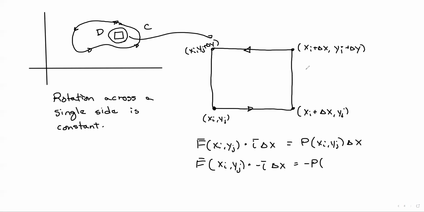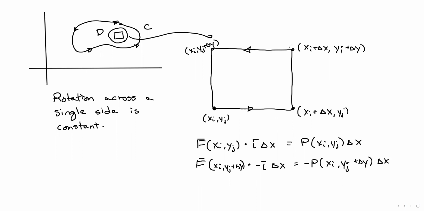Oh, whoops. We said we were selecting this point here, and then I plugged in the wrong stuff. All right, and so we're going to get (x sub i, y sub j plus change in y), change in x. All right, so that's the right side here. That's this calculation, and that's the left side here. And for this part, we use this point here, and for this part, we use this point here.